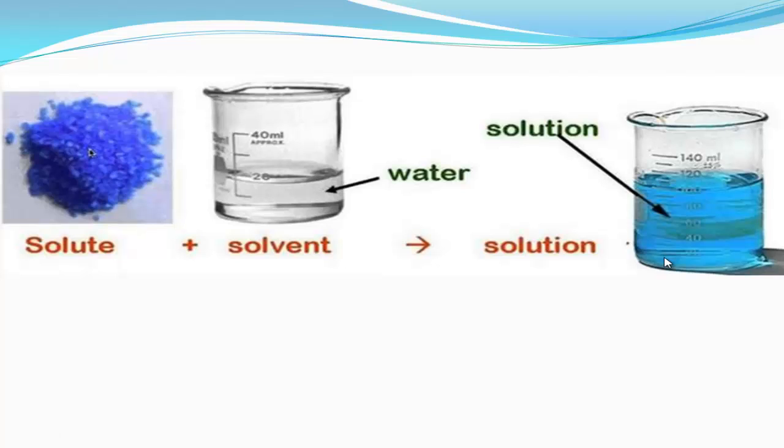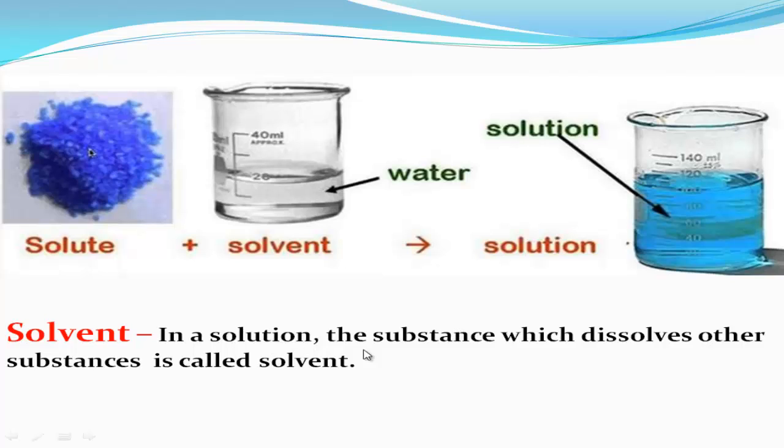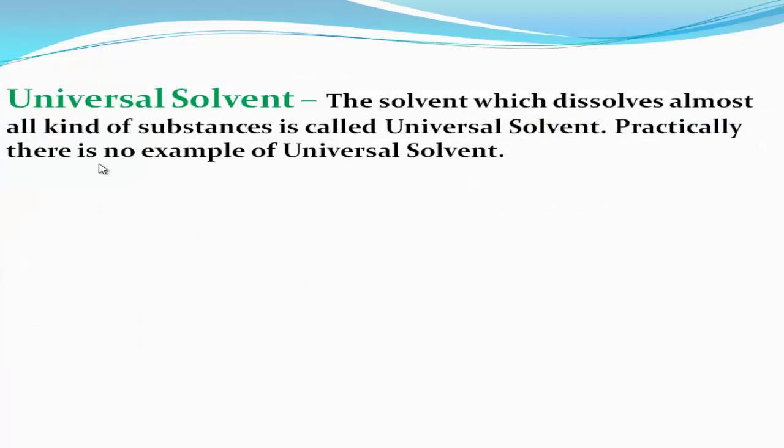And how can you define solvent? We can define it this way: in a solution, the substance which dissolves other substances is called solvent. So solvent is the substance which can dissolve other substances to form a solution, isn't it? Now we will know about universal solvent. The solvent which dissolves almost all kinds of substances is called universal solvent.